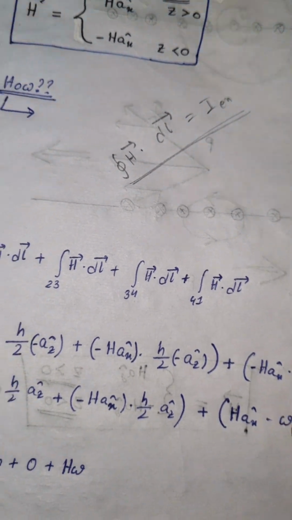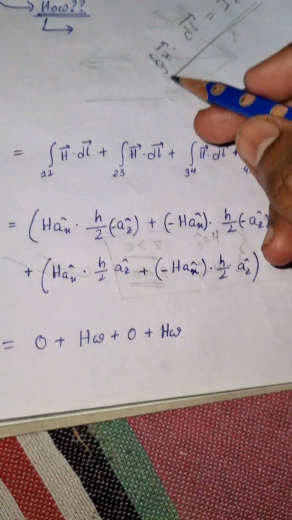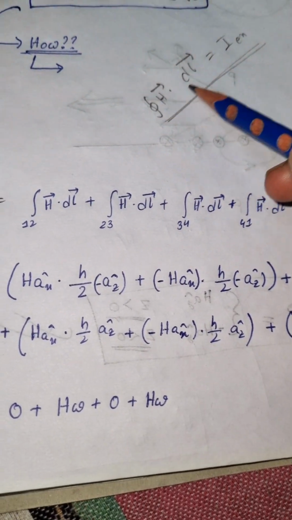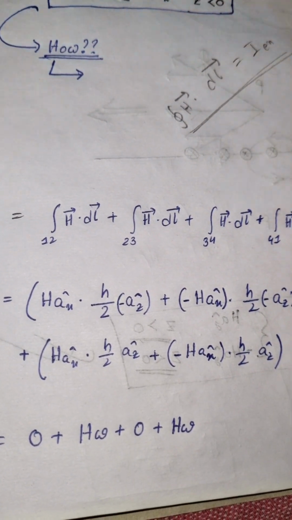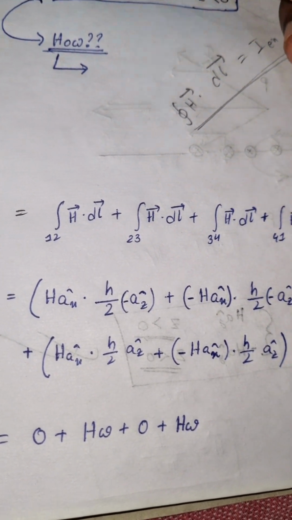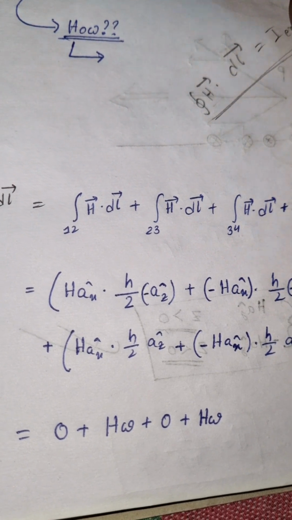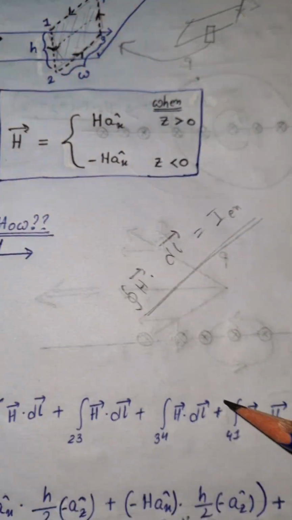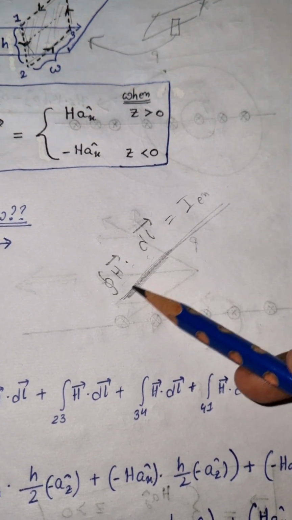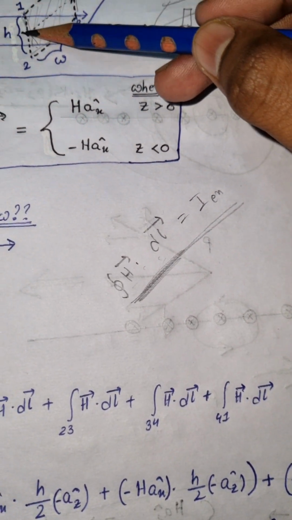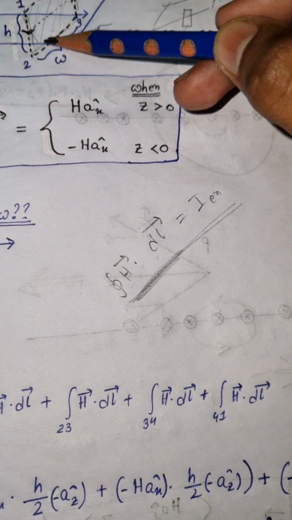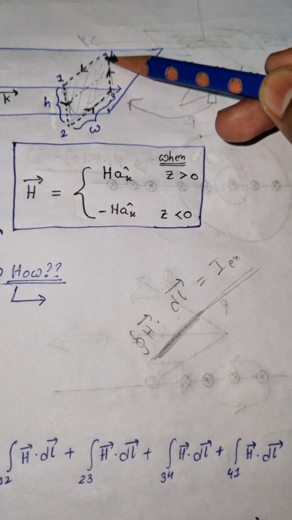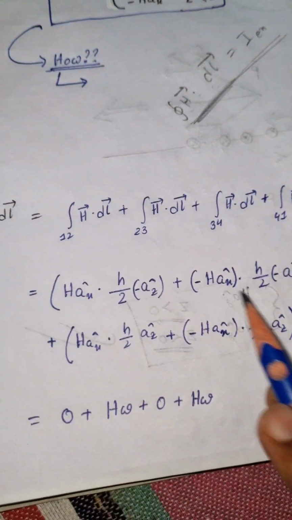This is Ampere's law. By using this law, first we are finding this. So what is this? This plus this plus this plus this. Okay, for this path the H, for this path the H. We're going to think this means H dot dl due to this plus H dot dl due to this plus H dot dl due to this plus H dot dl due to this. We are doing this only.